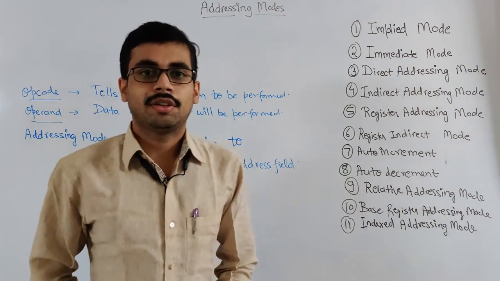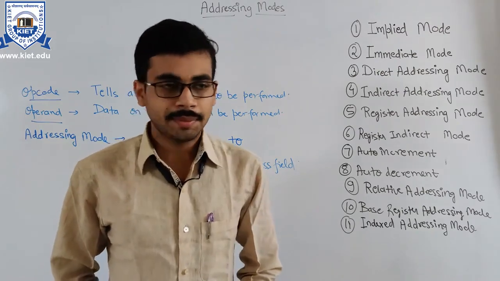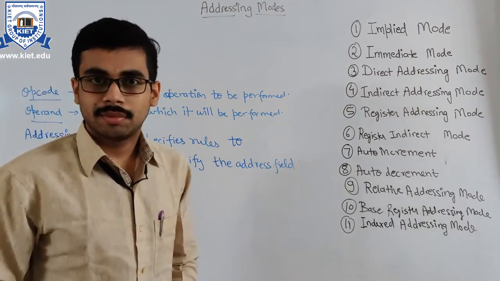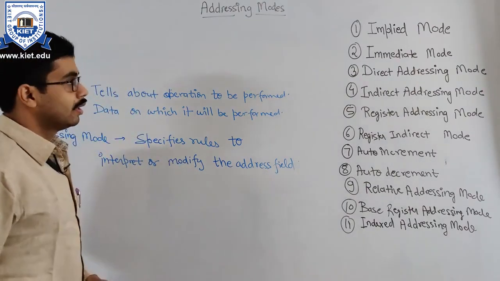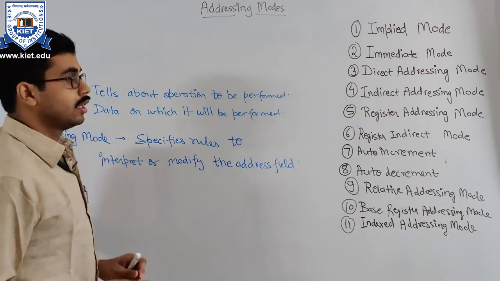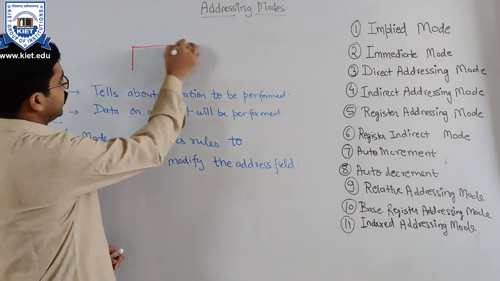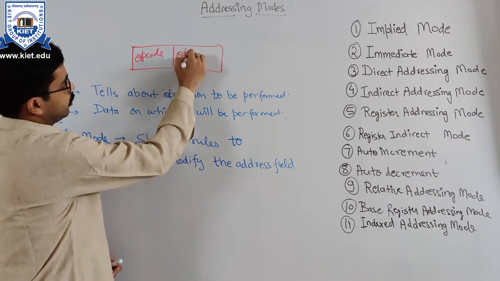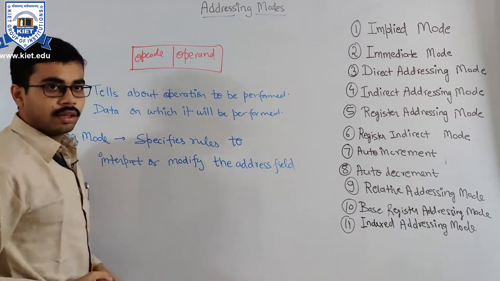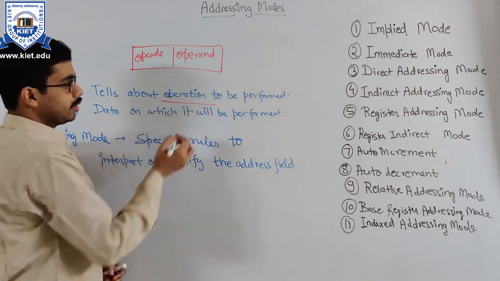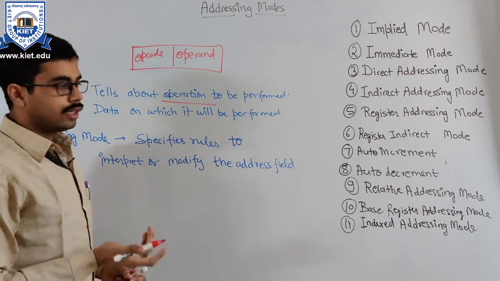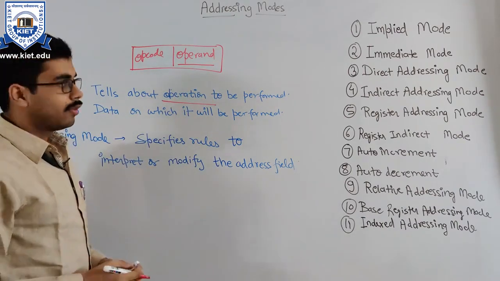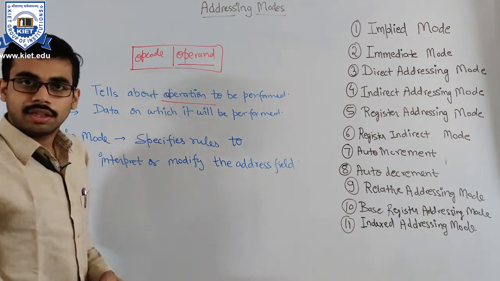Hello everyone, today we will talk about addressing modes and its types. Before going to the addressing modes, we should tell about some basics. In general, computer instructions have two parts. First is opcode and second is operand. Opcode tells about the operation which will be performed on data, and the data on which the operation is performed is called the operand.